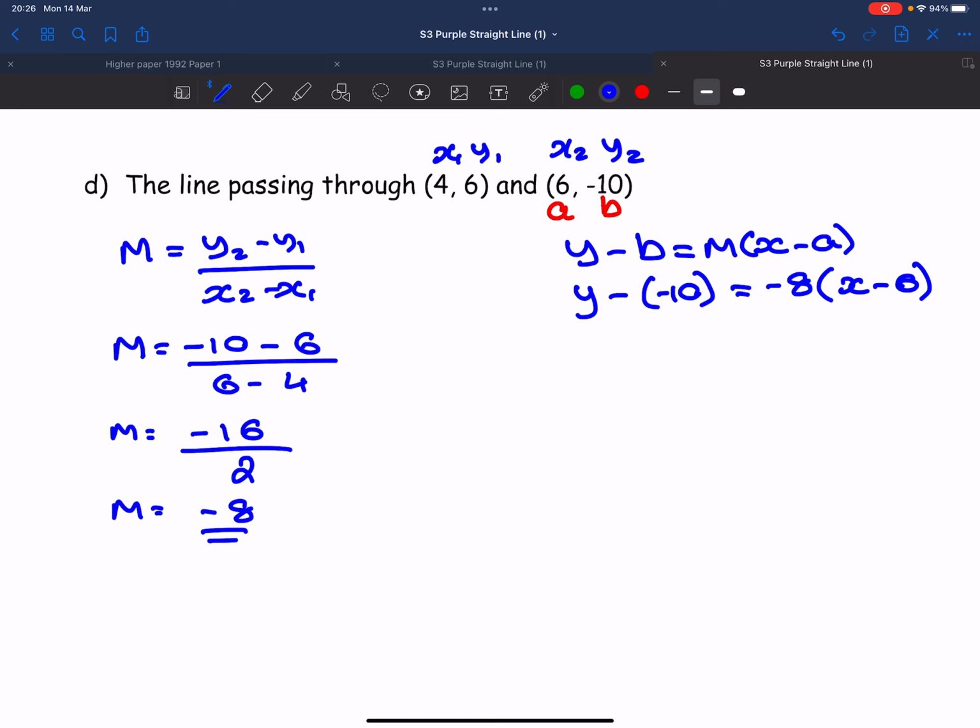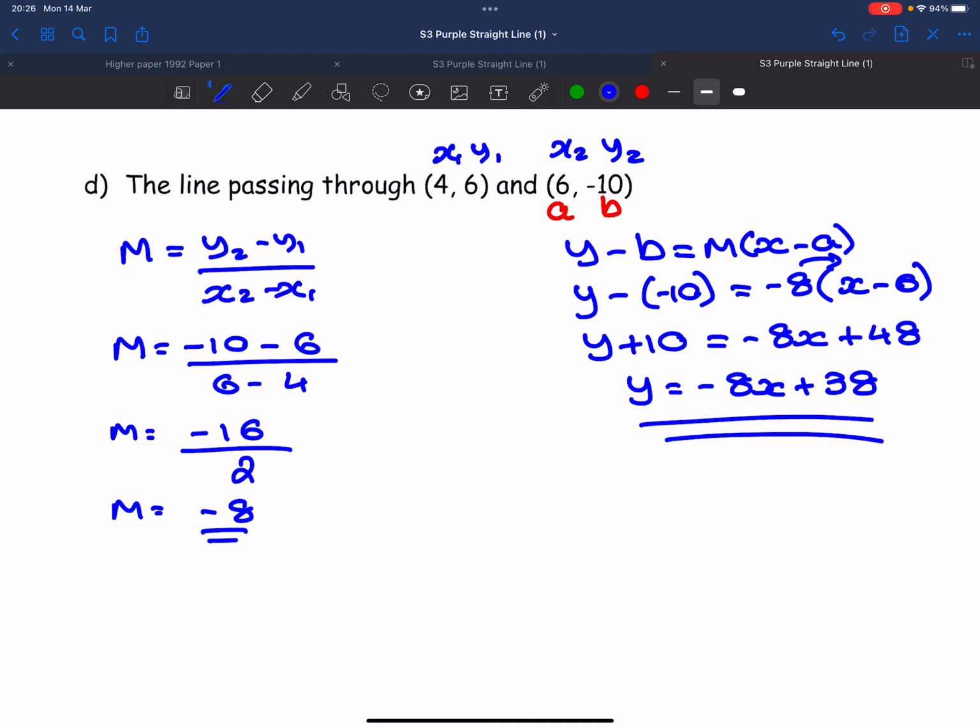Simplify it a bit. So I get y plus 10 is equal to, and then run the minus 8 through the bracket. So I get minus 8x plus 48. Take the 10 across and simplify. So I get y is equal to minus 8x, 48 take away 10 will give me plus 38. So the equation of the line joining 4, 6 and 6, minus 10 is y is equal to minus 8x plus 38. Okay?